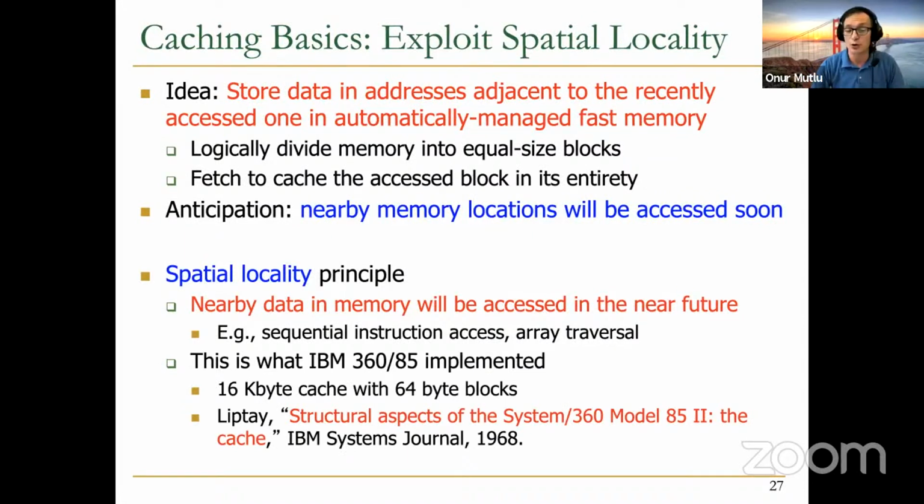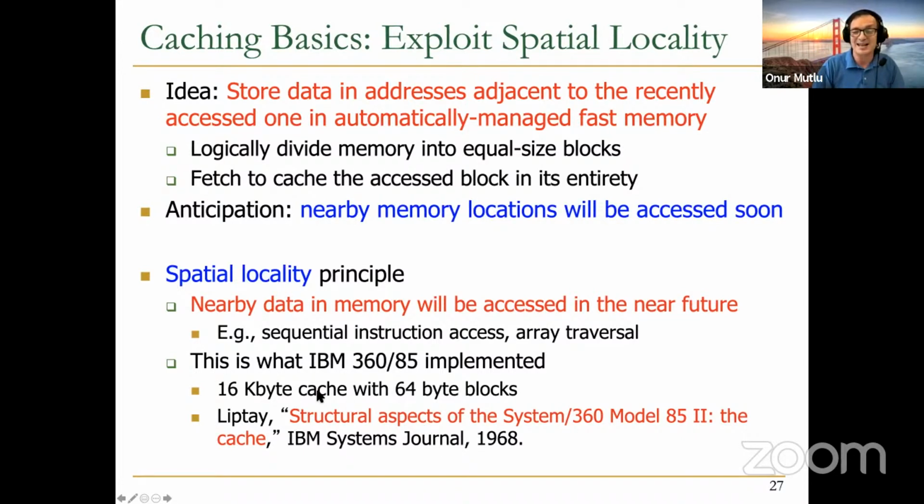And this is what one of the earliest processors that implemented the cache implemented, IBM 360/85. IBM 360 is a mainframe architecture that has been extremely successful. It's actually one of the oldest architectures. In fact, IBM 360 is the first system that really used an 8-bit byte. The notion of byte exists because IBM 360 actually used it. They went from 6 bits to 8 bits, and it worked for the remaining 50-plus years. They also implemented the cache, and they had a 16 kilobyte cache with 64 byte blocks. And there's a beautiful paper that talks about how this works.